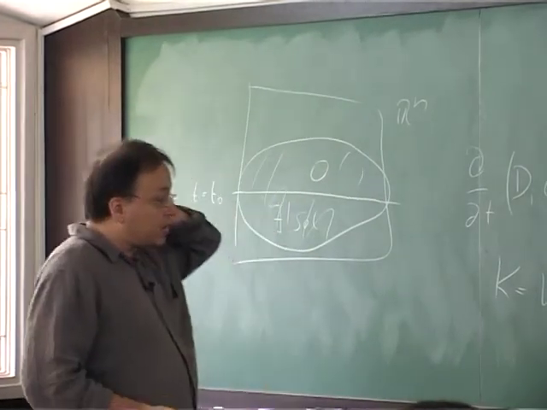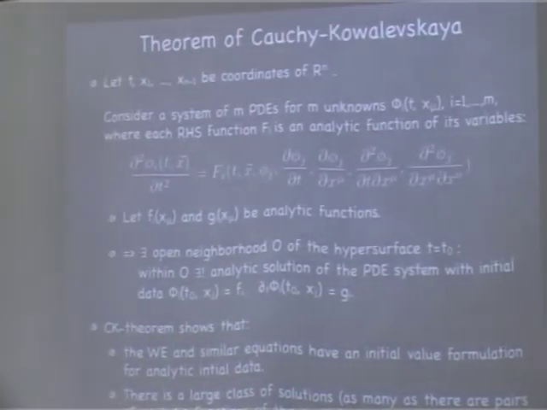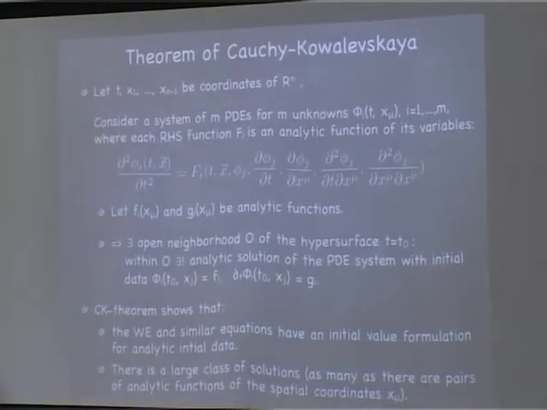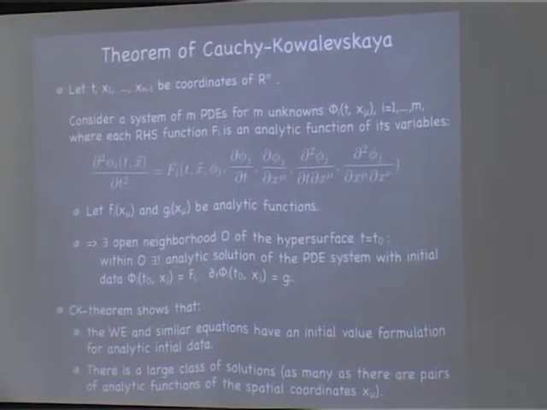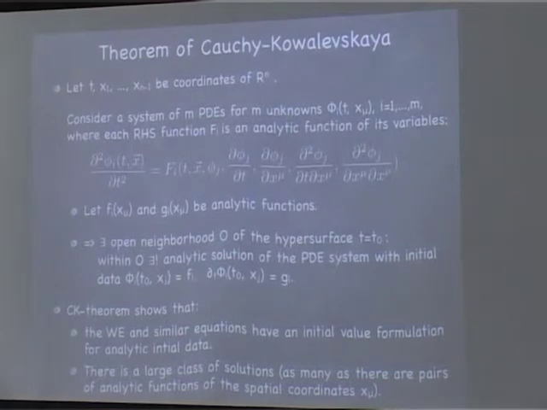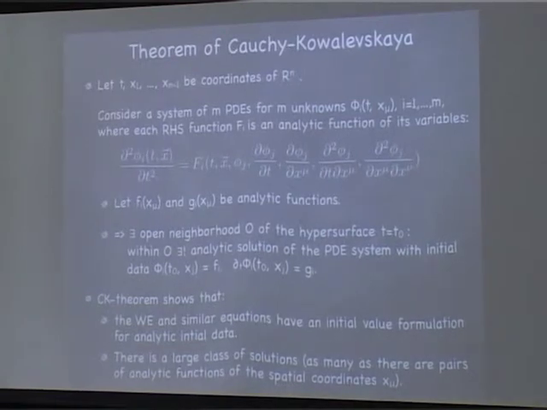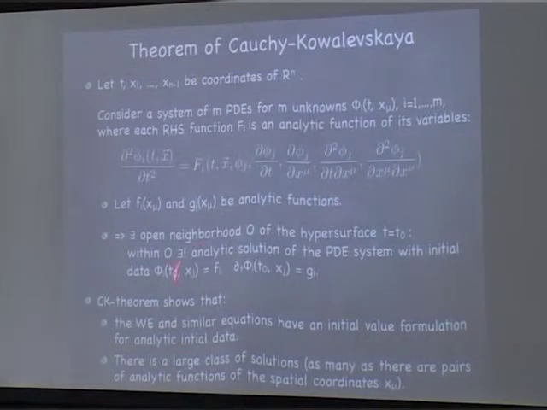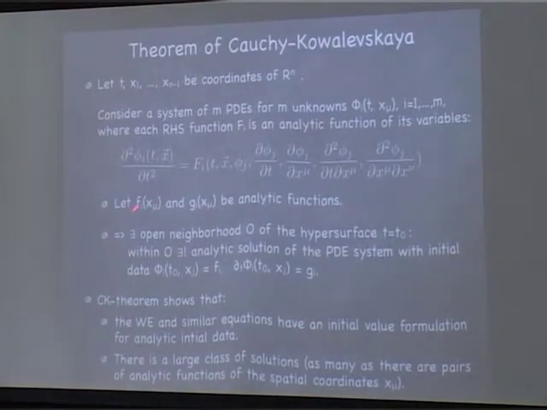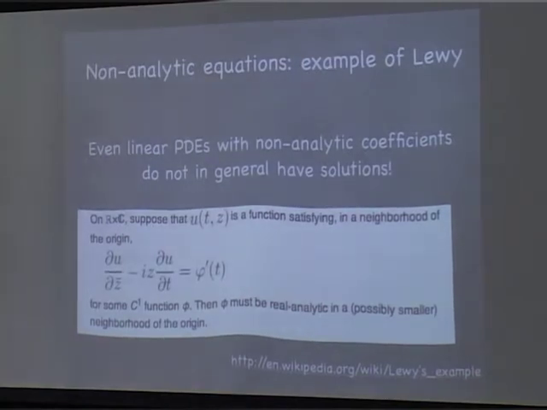Now, what's the interpretation of this theorem? Well, the conclusions are, first of all, the wave equation, but also similar equations. For example, the Laplace equation has exactly the same form, right? Just a different sign, but otherwise the same form. So similar equations, they do have an initial value formulation for analytic initial data. And there's a large class of solutions, an infinitely large class of solutions. There are as many solutions as there are these pairs, f and g, of initial data sets, right? So that looks pretty good. That looks very promising. Now, things are more complicated.